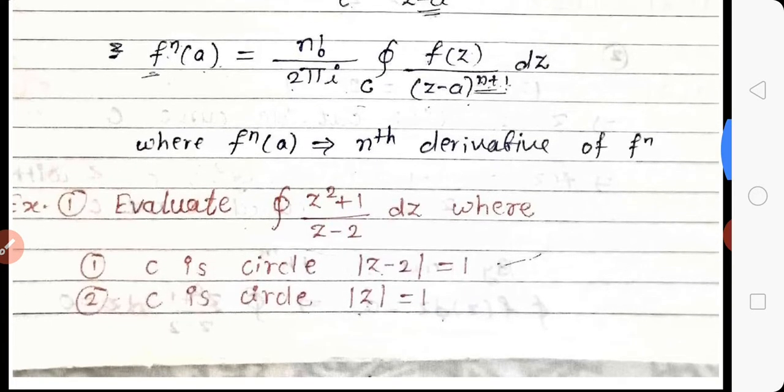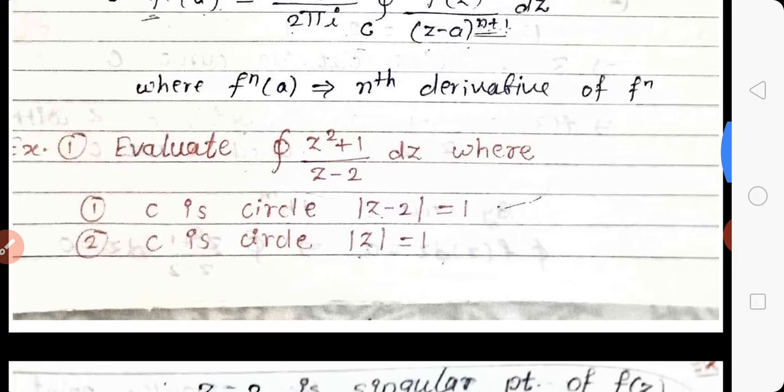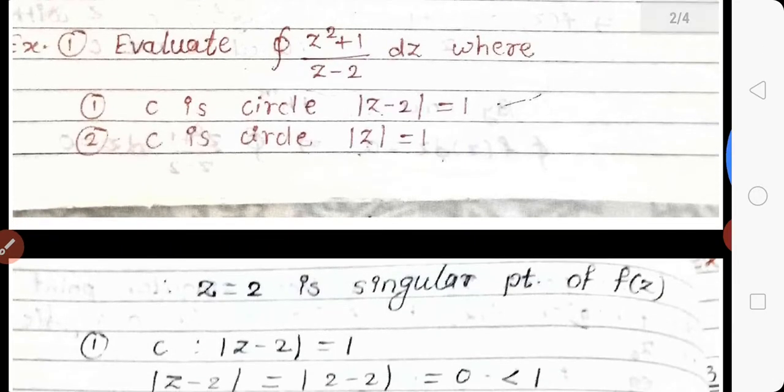Evaluate the line integral of (z square plus 1) upon (z minus 2) into dz, where C is the circle mod of z minus 2 is equal to 1. Also calculate the value of integration for C, the circle mod z is equal to 1. We see this one by one, how to find the value of integration. Here first we take the function f of z. Here we consider f of z is equal to z square plus 1 upon z minus 2.